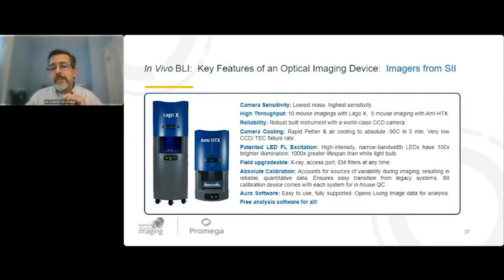And of course, we take absolute calibration incredibly seriously in order to get your data to be accurately quantified. Our software Aura is easy to use. It's chock full of features. It's supported nicely by our software team. And basically, it's very easy to get high throughput imaging data using Aura. The legacy issues are non-existent in that we can read software from prior systems. And the nice thing here is that the analytical version of the Aura software is free. You can download it from our webpage and you can do your analysis either in your office or at home, wherever you do your research analysis work.